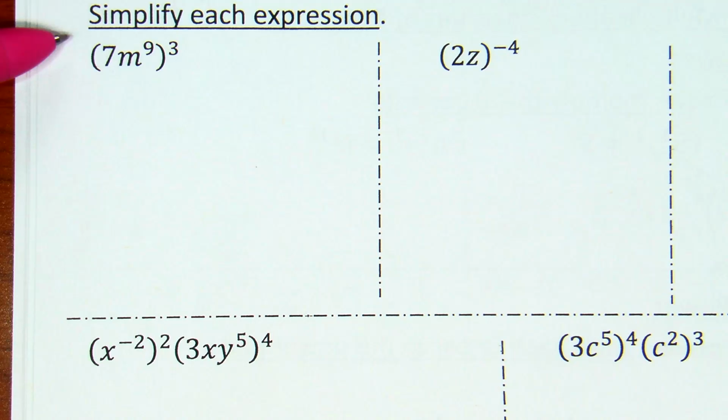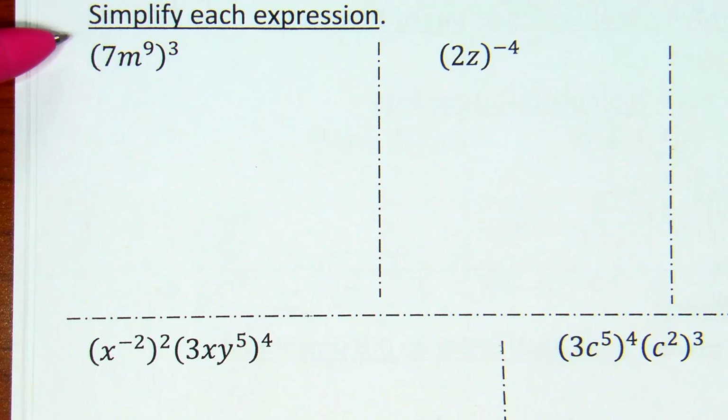Debating how many of these I want to do, but okay. Let's do this first one. I think I'm going to drop down to a different row. 7 m to the 9th raised to the 3rd. What's that 3 go with? Yep, the 7 and the m to the 9th.